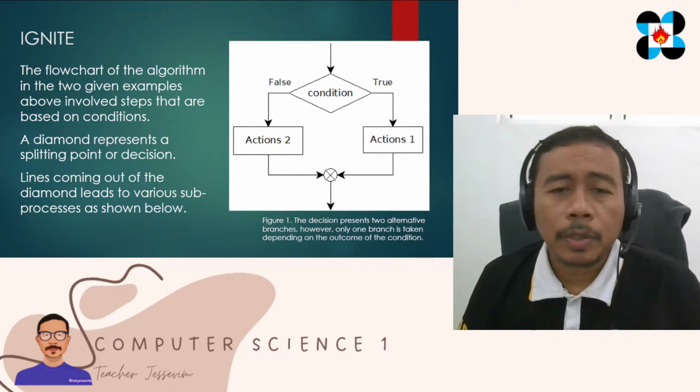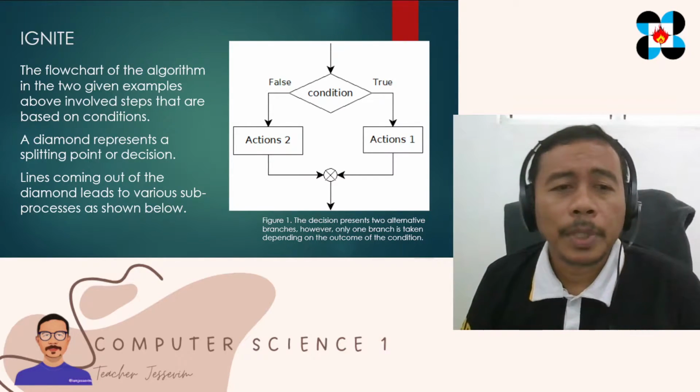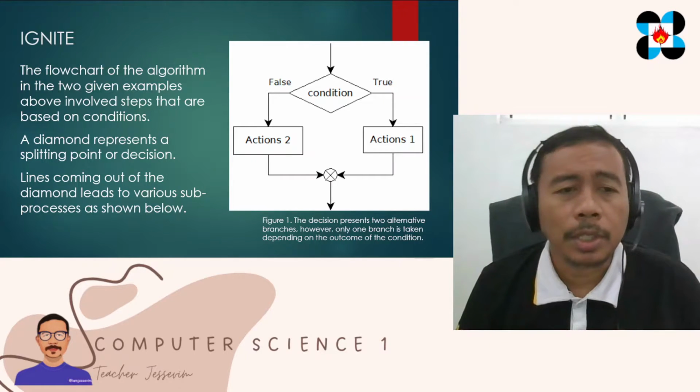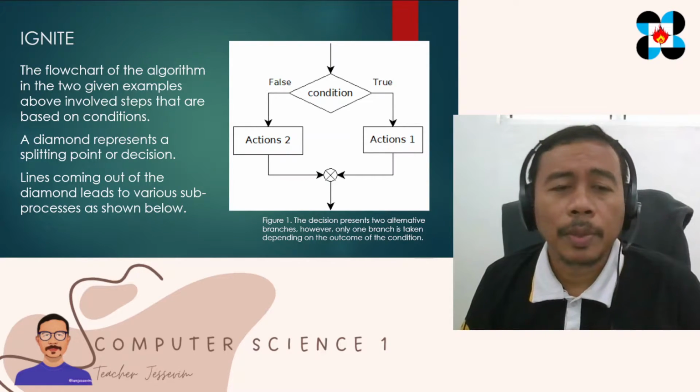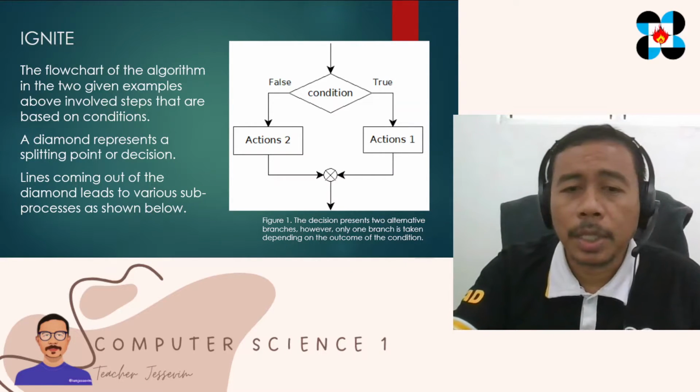If you look at the figure, the decision presents two alternative branches. However, only one branch is taken depending on the outcome of the condition. The diamond here represents a splitting point or a decision. Lines coming out of the diamond lead to various sub-processes as shown in this figure.